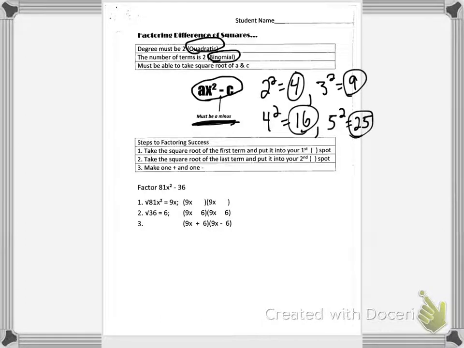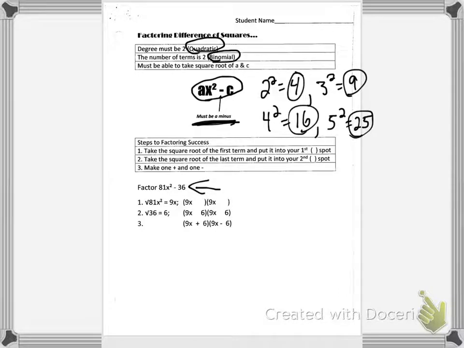So these are just the 3 steps we follow to factor a difference of squares. Step 1, take the square root of the first term and put it into your first parenthesis spot. Number 2, take the square root of the last term and put it into your second parenthesis spot. And then step number 3, make 1 a plus sign and make 1 a minus sign. And so let's look at this example down here to get a little bit better picture of this.